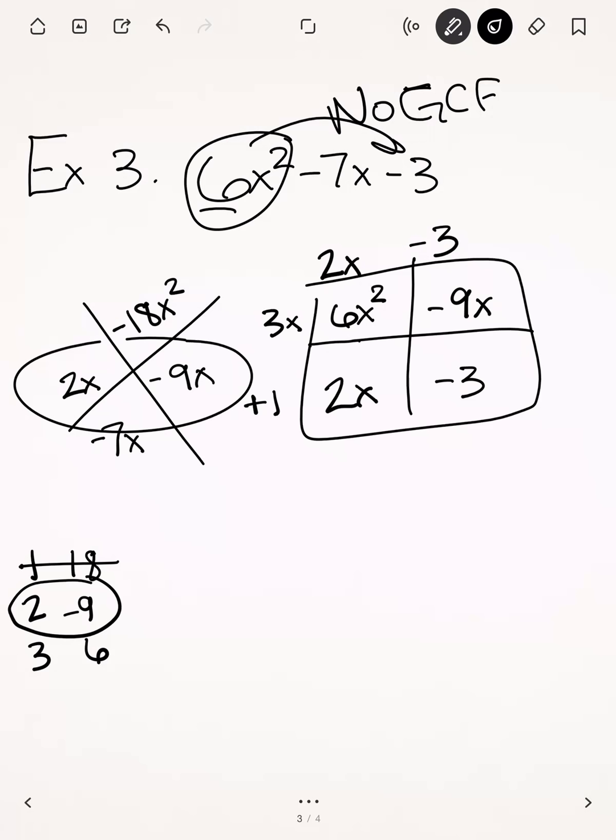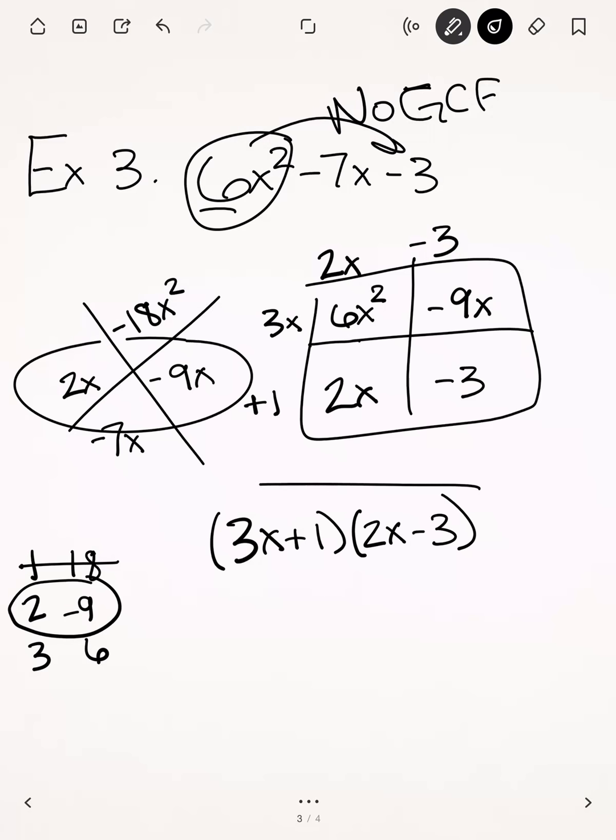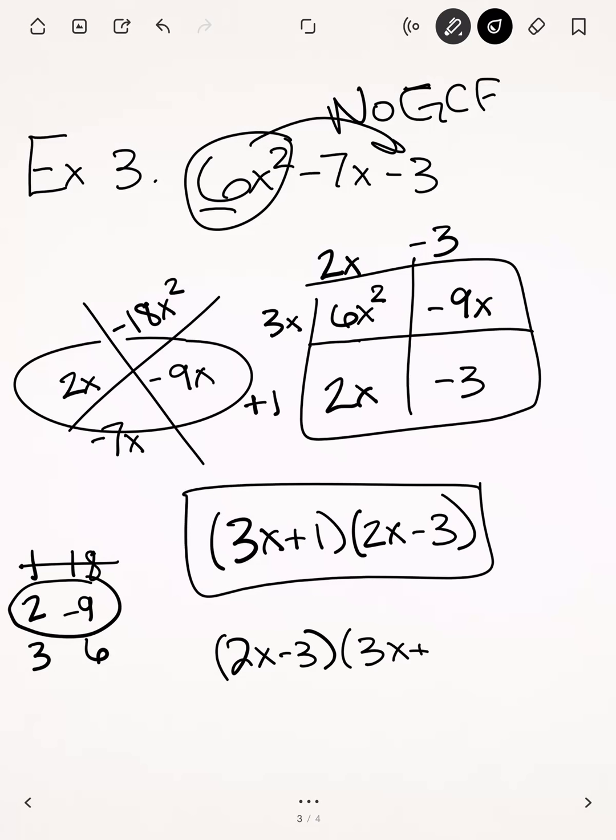So therefore, my factors are 3x plus 1 and 2x minus 3. That is now in factored form or intercept form. If I wanted to rewrite it the other way, 2x minus 3 and 3x plus 1, I get the same thing. If I wanted to check my work, I could just FOIL everything back out.